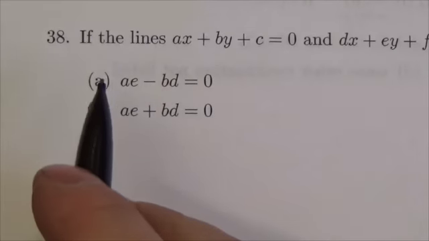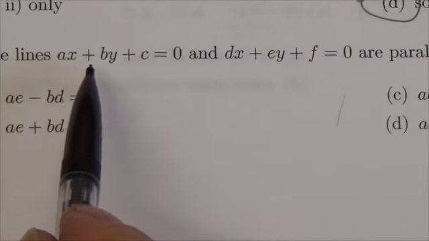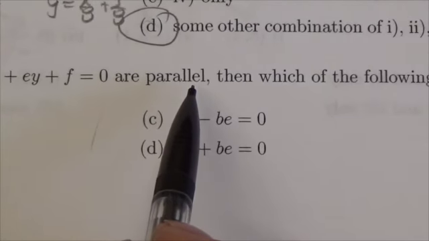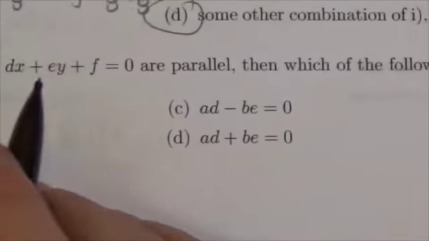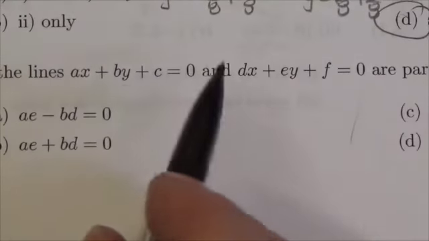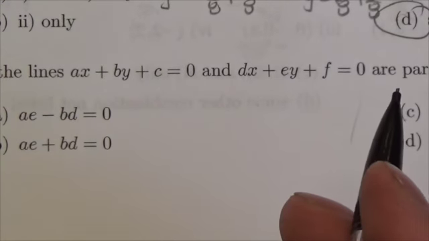Hi everyone. This next one's a pretty good question here. It says if the lines ax plus by plus c and dx plus ey plus f are parallel, then which of the following is true? Now, think about it. To be parallel means the slopes are the same. I don't know what the slopes are, but I know what I got to do to get the slopes.